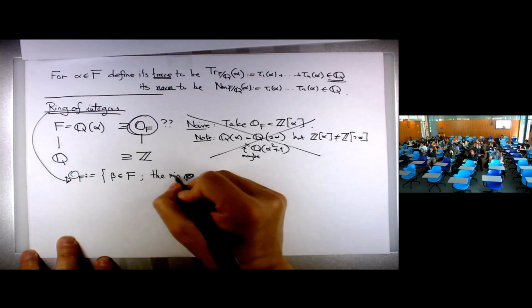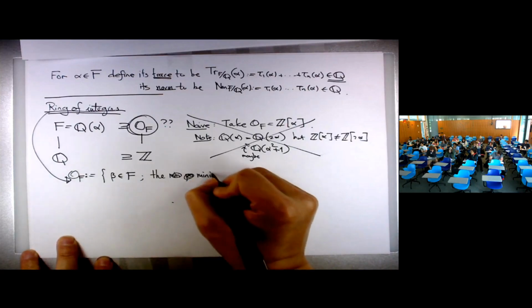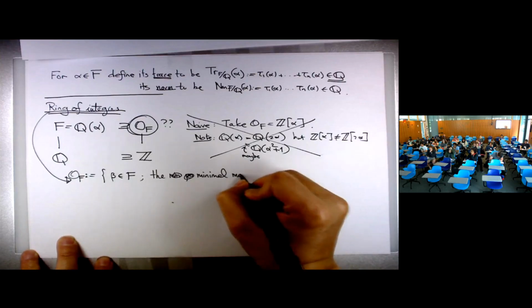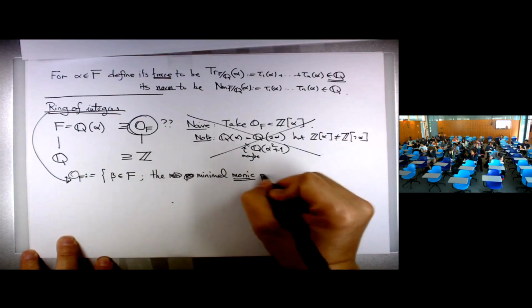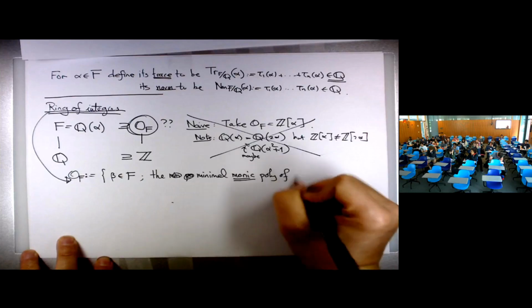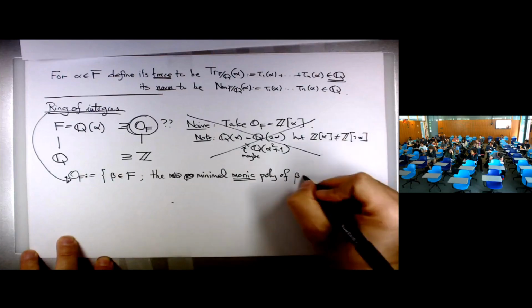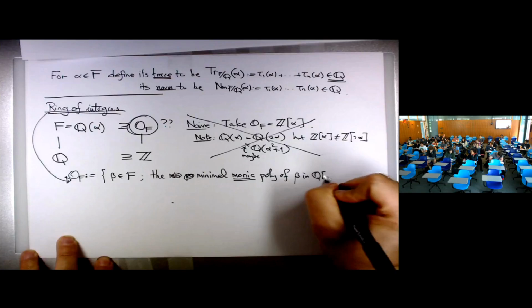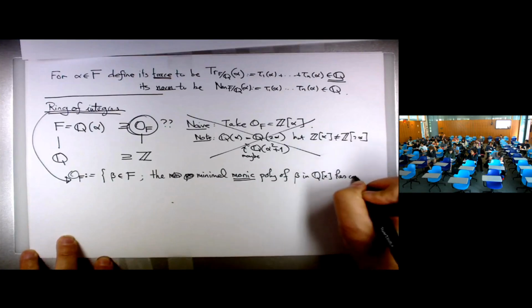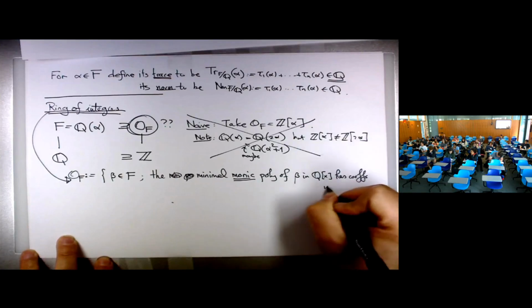Okay, the minimal. Let me write it down. Minimal monic polynomial of beta in Q[x] has coefficients in Z.